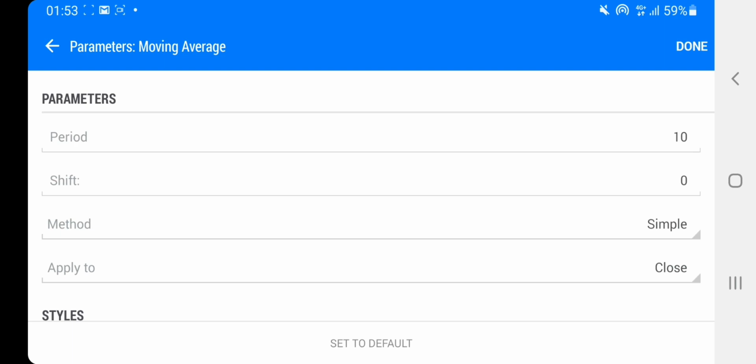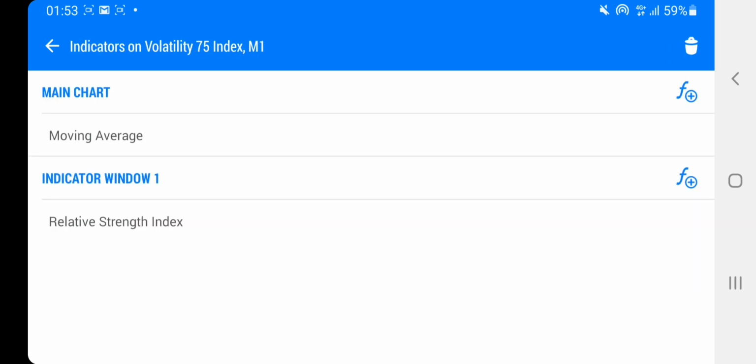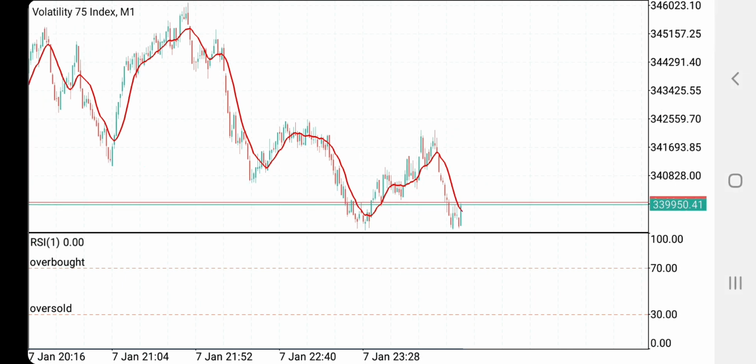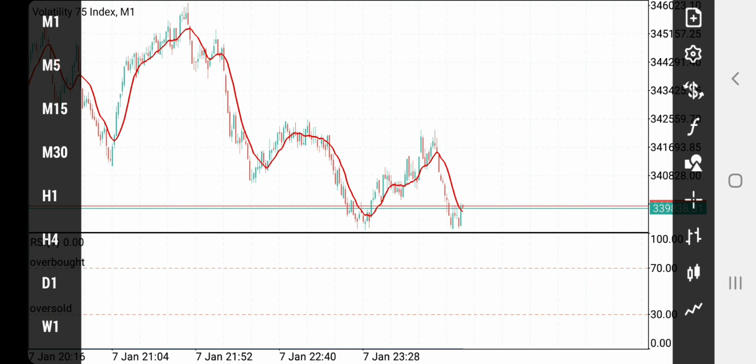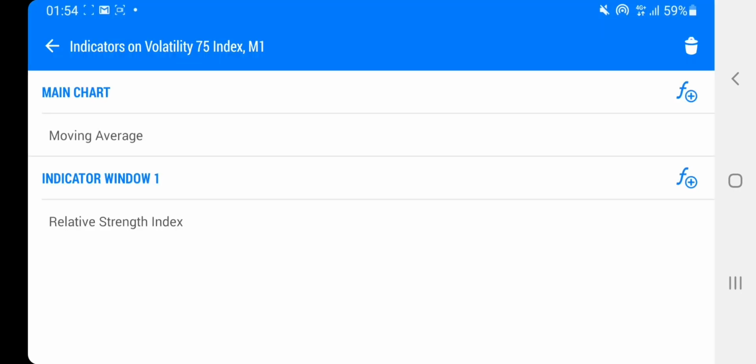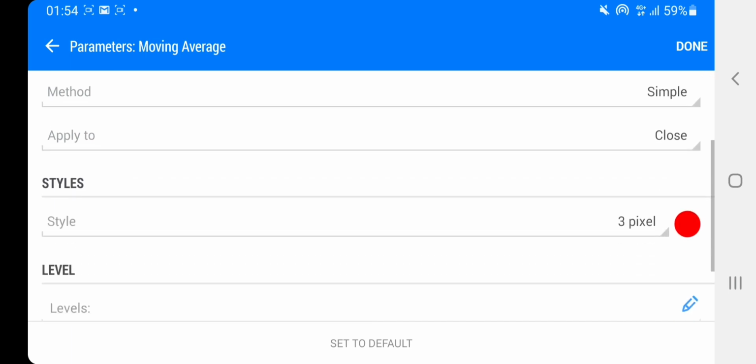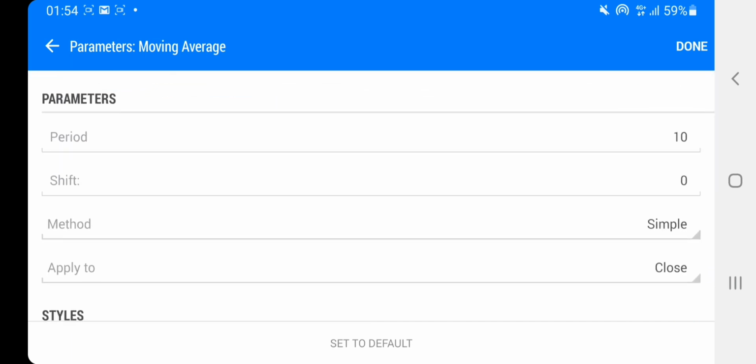And remember, when creating a forex strategy, you always need to understand the overbought and oversold. That's the only thing you need to understand first before you start implementing different kinds of strategies. So that is the moving average. So I'll quickly press done. Okay, so that's the moving average on the main chart right there. Now we're going to add the moving average on our RSI below. So we're going to add indicator window 1, the moving average, same thing, then we press done.